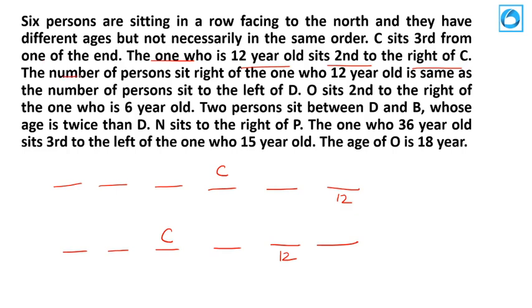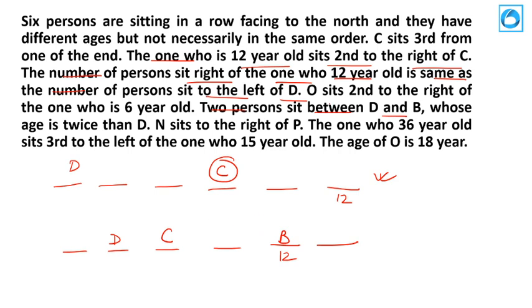Then the number of persons sitting to the right of 12 years old is the same as the number of persons sitting to the left of D. So in the first case D will be here and in the second case D will be here. Now two persons sit between D and B, right? So in the first case you can see that B cannot be placed because C is already there. In the second case B will be here, right?